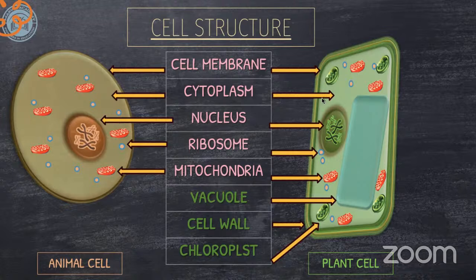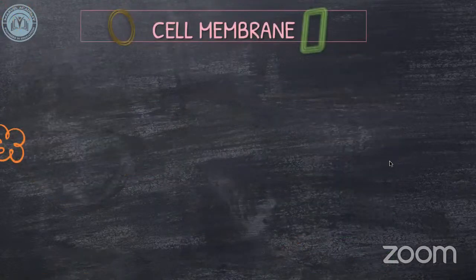So cytoplasm is common for both plants and animals. But if you speak about the vacuole, it's actually present in the animal cell as well, but it's not a very permanent structure. So we say it's a temporary vacuole. But if you see the plant cells, they have a permanent vacuole. So let's now go to each.